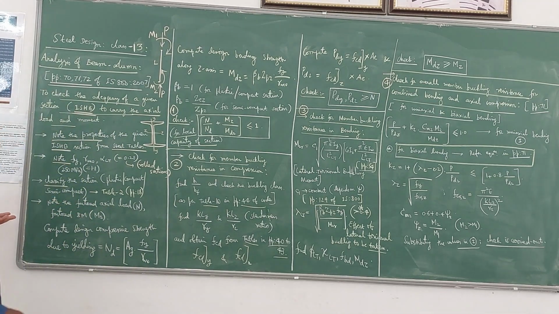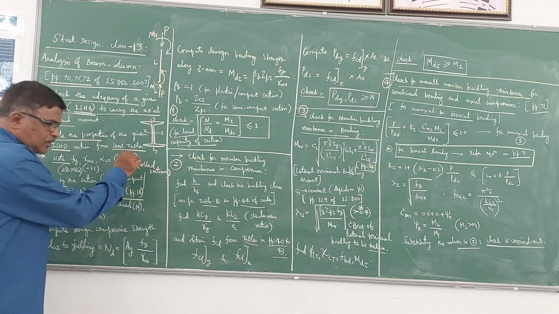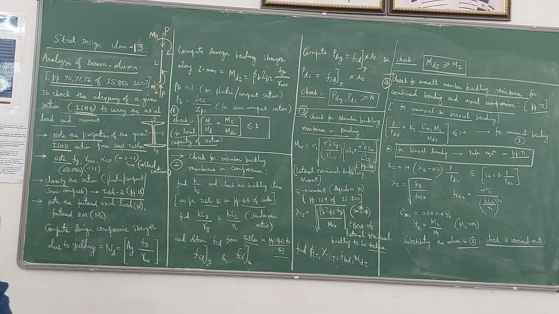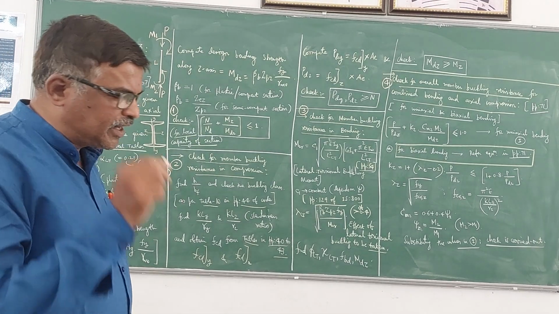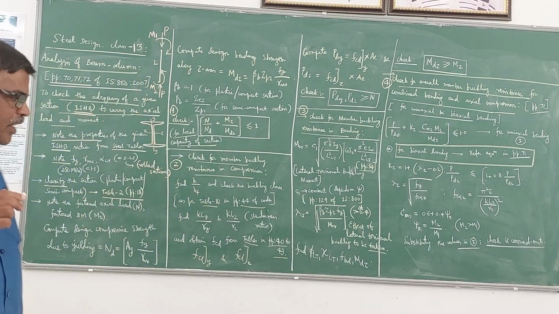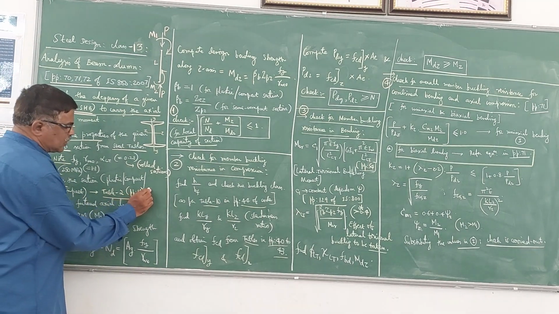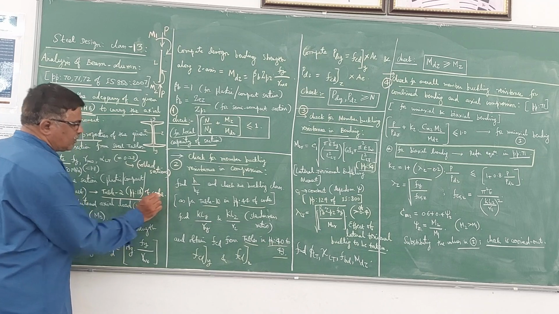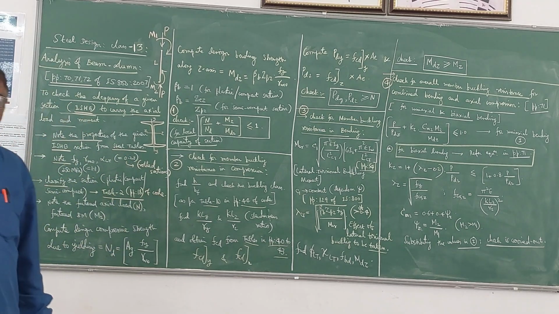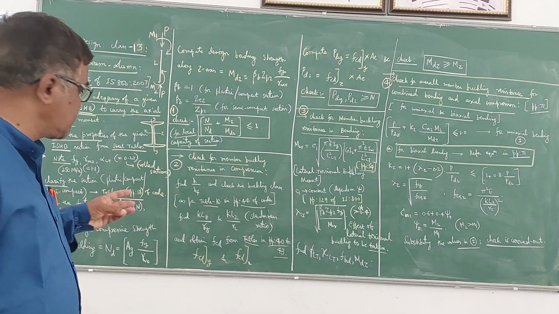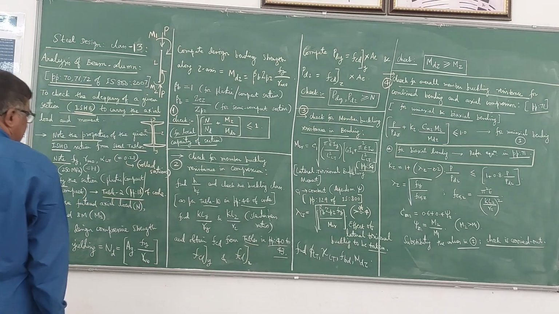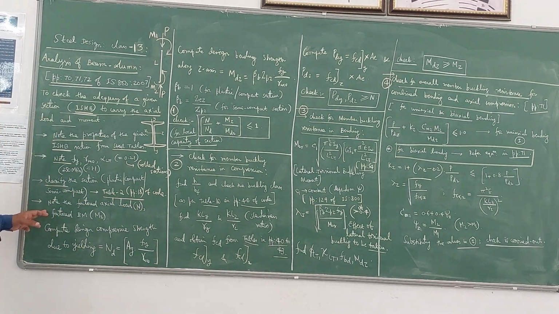So depending on the values of that b by tf and of course b by tw, which I have explained in the design of beams, using this Table 2, page 18 of the code, you have to judge whether that section is compact or plastic or semi-compact.